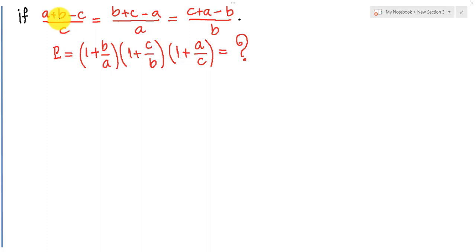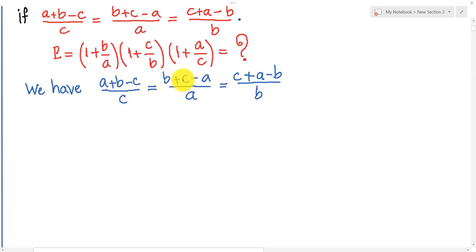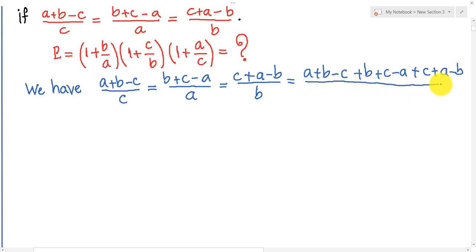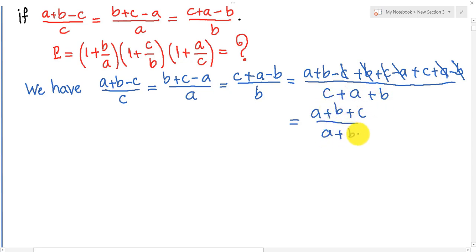Now we have (a + b − c)/c = (b + c − a)/a = (c + a − b)/b. Then I can add the numerators and add the denominators, so I get (a + b − c + b + c − a + c + a − b) over (c + a + b). Simplifying, we get (a + b + c)/(a + b + c), which equals 1.